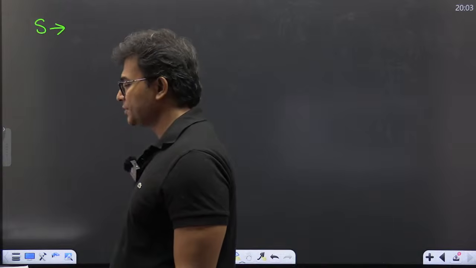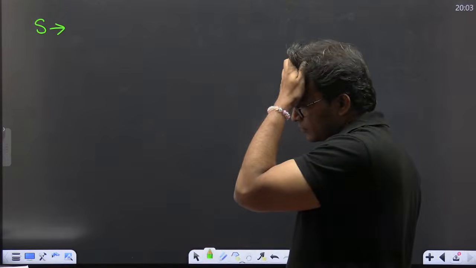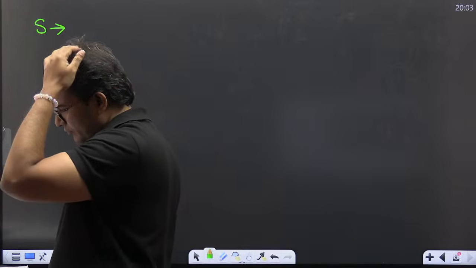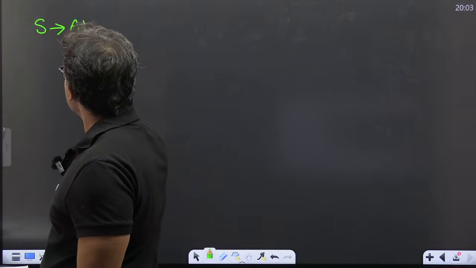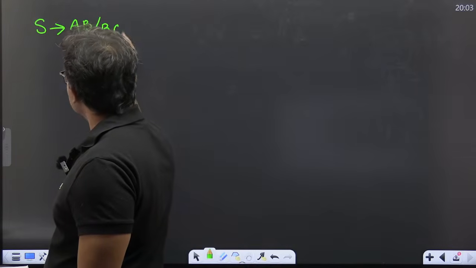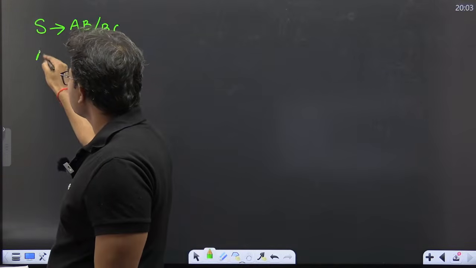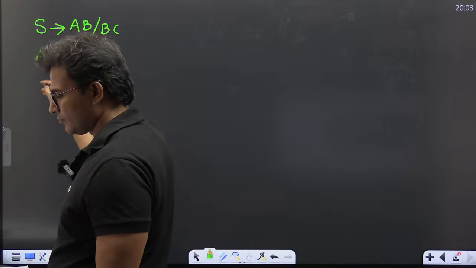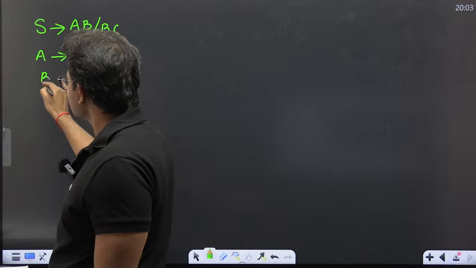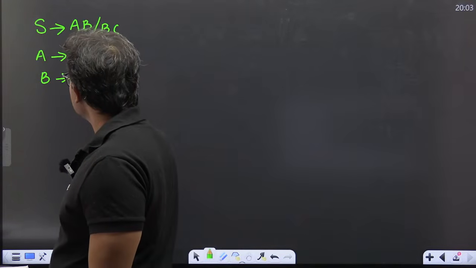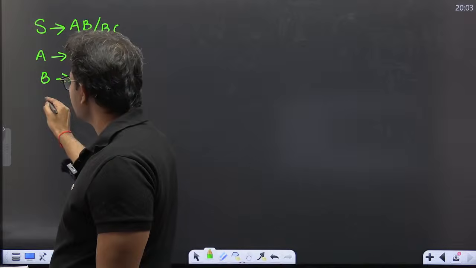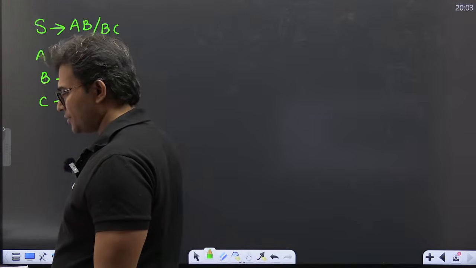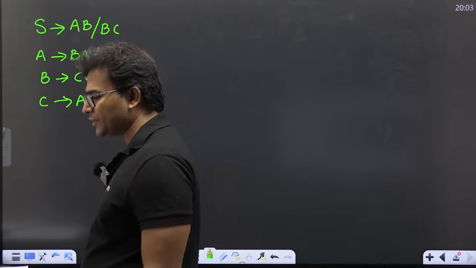So the question is: S derives AB or BC, A derives BA or A, B derives CC or B, C derives AB or A. Now this is the grammar given.